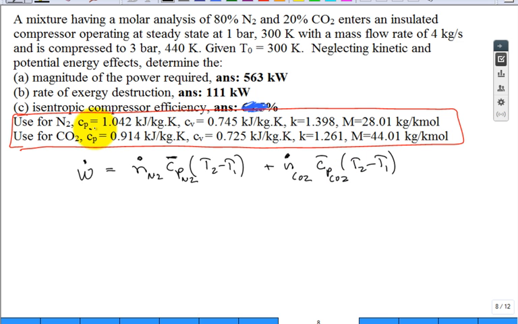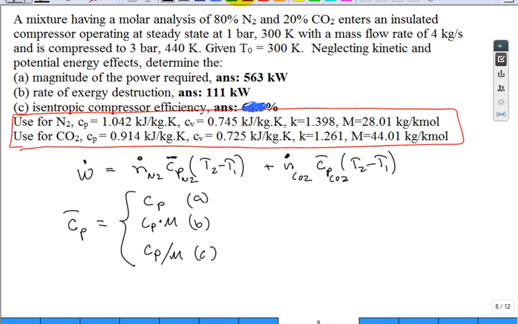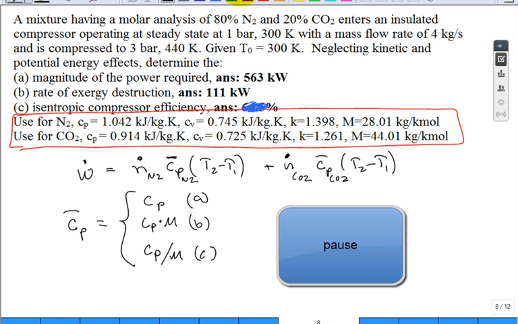Did they give me C sub P or C sub P bar? What did they give me? Which one? Okay, so I want to get C sub P bar. I'm given C sub P. I think they're equal, and I'll just ignore the units. I think I need to multiply by the molar mass. I think I need to divide by the molar mass. Which one is correct? They give me C sub P in the table, but I really want C sub P bar.